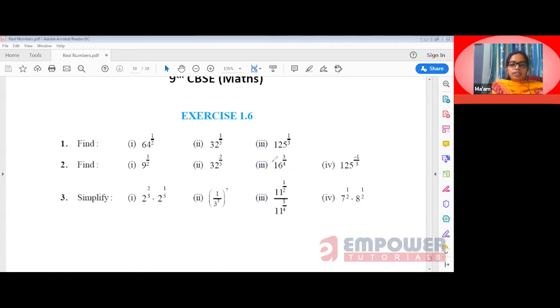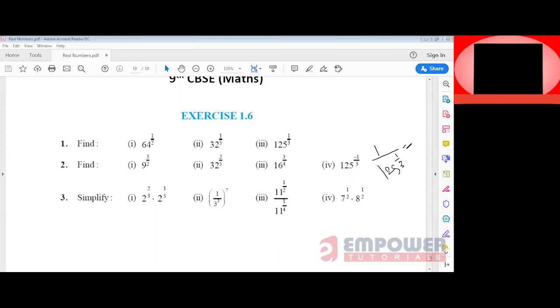What about this? Fourth root of 16 is 2. 2 raised to 3 will be 8. So answer of this will be 8. Very good. What about this? Next one. Can I write this into this form?